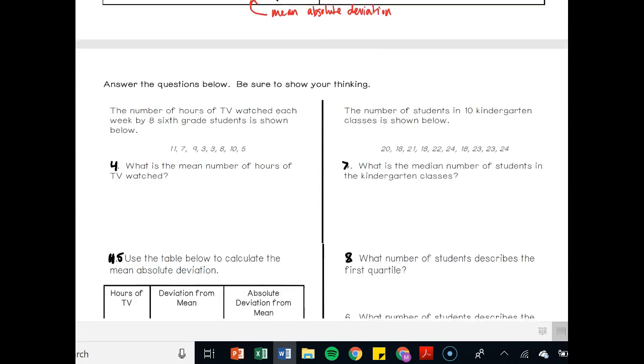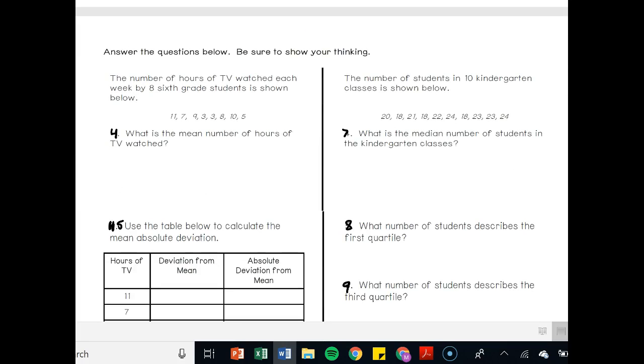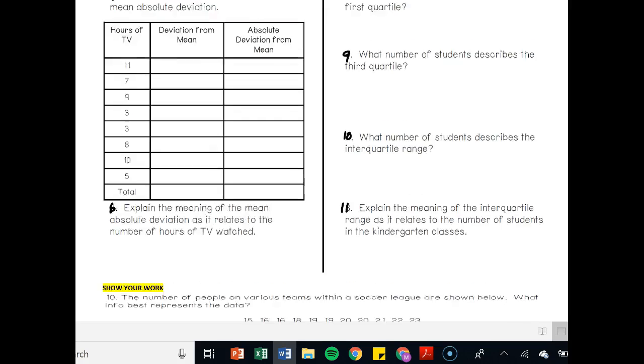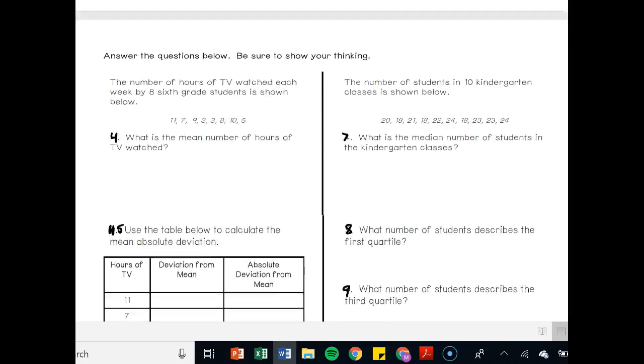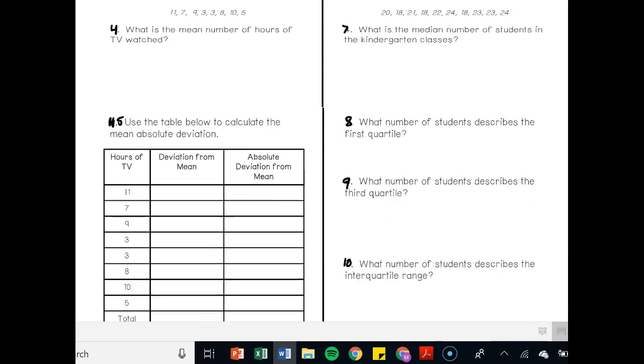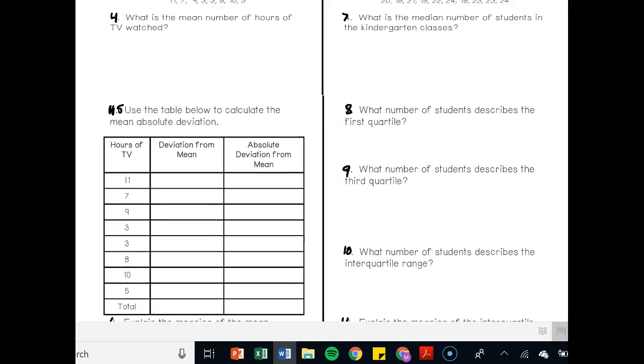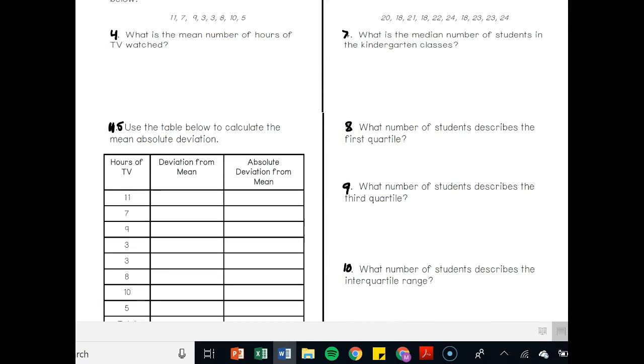On your homework, basically what's going to happen is in problems 4 through 6, you're going to work with mean absolute deviation, and then in problems 7 through 12, 12 at the bottom there, you're going to work with interquartile range.